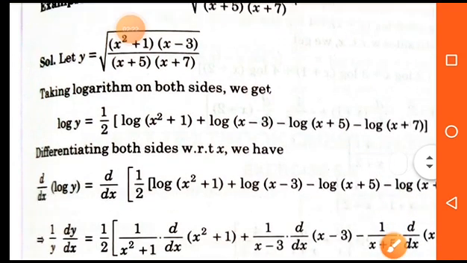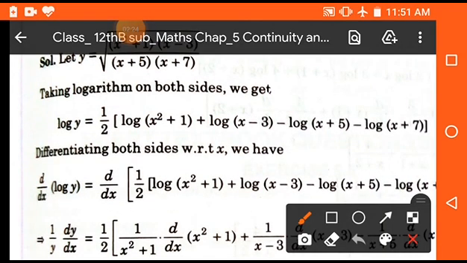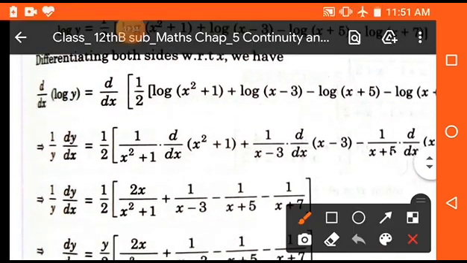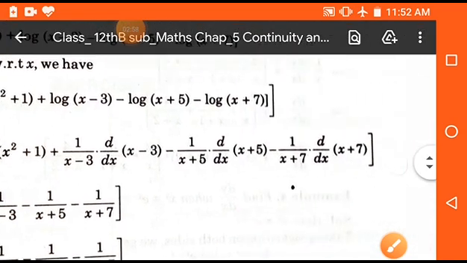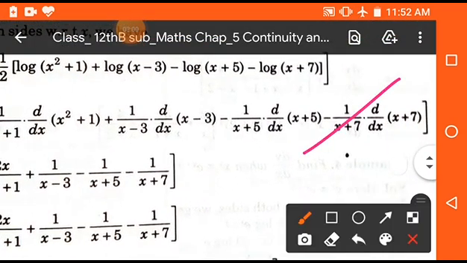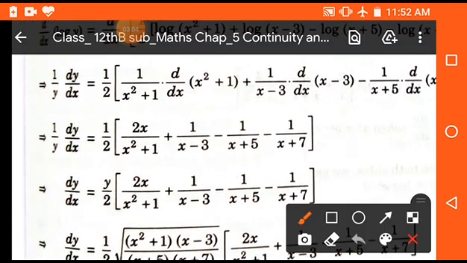Now you have to differentiate 4 terms one by one. So we know that differentiation of log x is 1 upon x. So we can write here 1 upon y into dy over dx, because we are differentiating the given function with respect to x. Now 1 upon 2 as a constant, and 1 upon (x square plus 1) into differentiation of x square plus 1, plus 1 upon (x minus 3) into differentiation of x minus 3. In the same way, we can differentiate the other two terms. Clear, students? Okay. Now solve it.